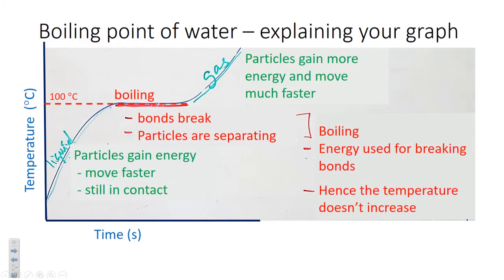We can consider this a little bit more. So here in the liquid state we can see that the temperature is increasing, so the particles are gaining energy, and so they end up moving faster, but they're still in contact with one another. Once we reach 100 degrees C, this flat point of the graph, the particles are going to split apart from one another. The bonds that are holding those particles together are going to break, and so all the energy is going to be going into this process of breaking the bonds and separating the particles. So the temperature of the substance doesn't increase anymore. After that point, however, the particles are gaining more and more energy, therefore they're going to move much faster. Their kinetic energy is increasing, and so the temperature begins to increase again.